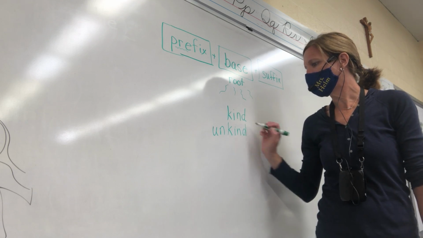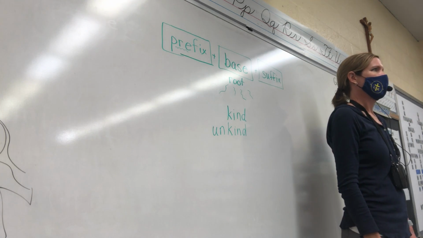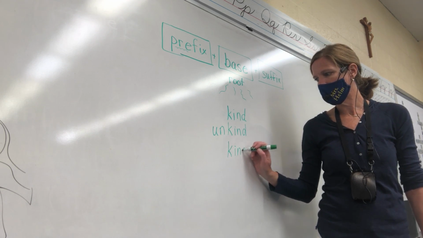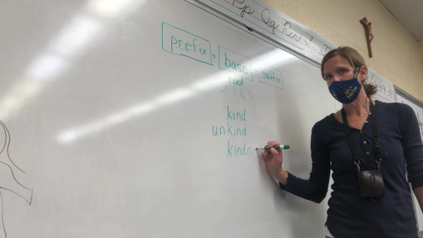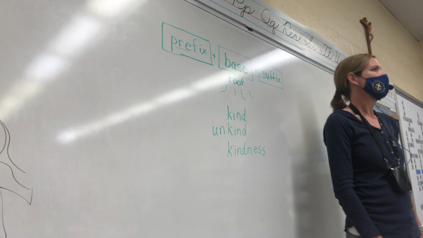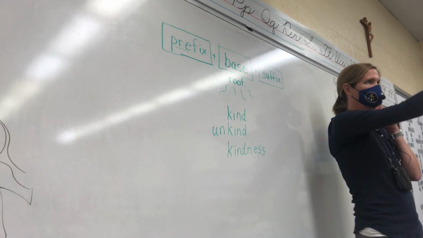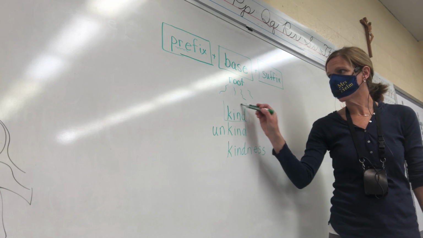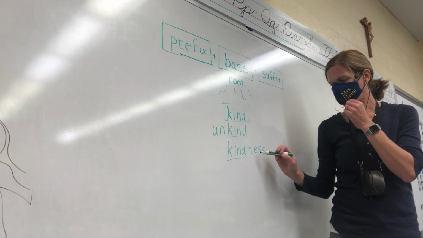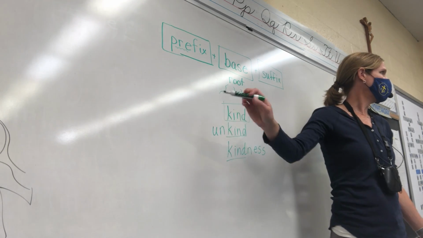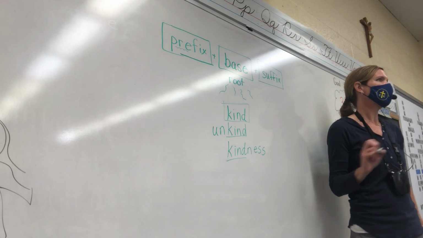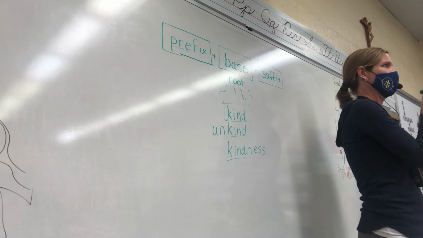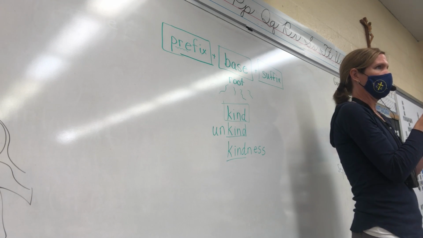I could add a suffix to the end of kind. Watch this. Kind. I'm going to keep kind. And then I'm going to add N-E-S-S. What word is that? Kindness. Kind is the base word, the root word. It's in all these words. But if I add a prefix, I can change the word, or I could add a suffix and change the word.